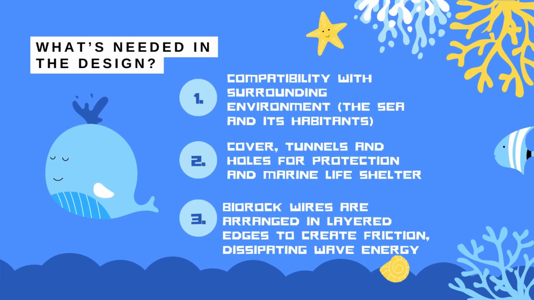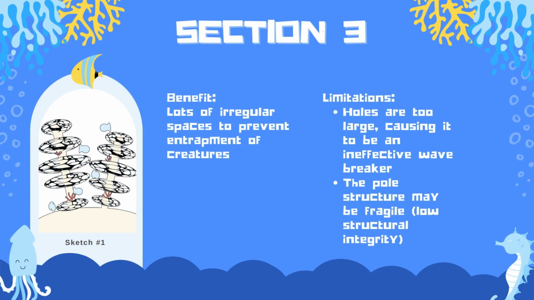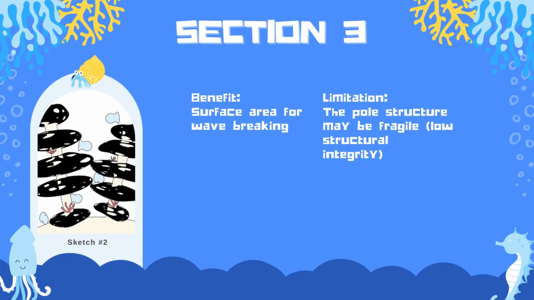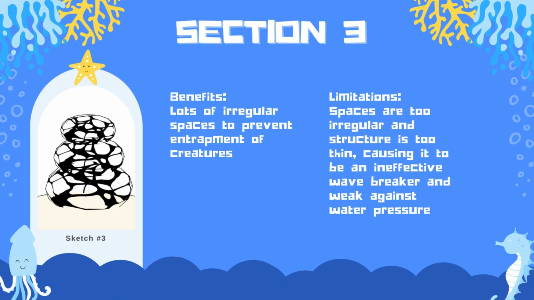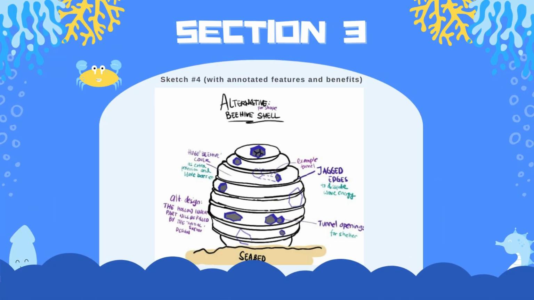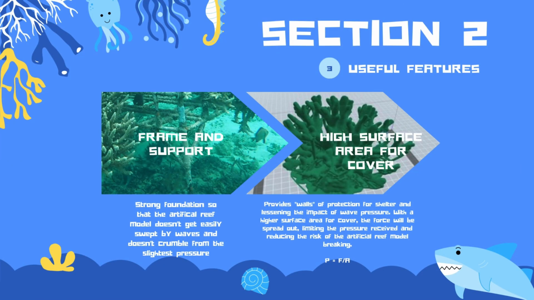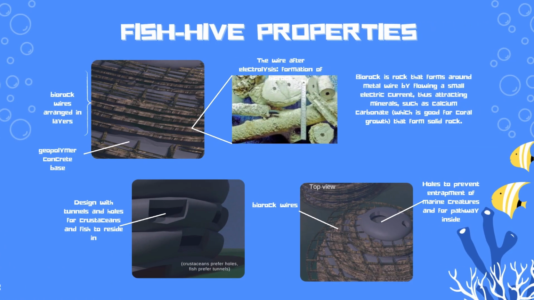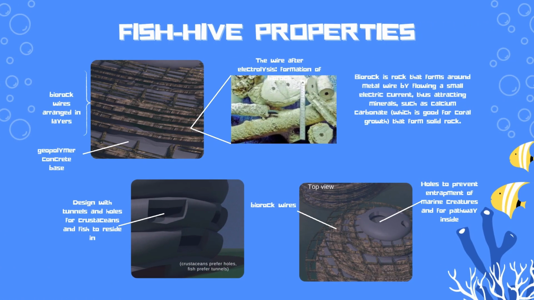By focusing on these specific goals, we came up with several initial designs. However, there were several problems with the shape of these initial designs, that is, the structural integrity or strength of the structure. We decided to provide walls of protection for further shelter and for lessening the impact of wave pressure. With a higher surface area for cover, the force will be spread out, limiting the pressure received and reducing the risk of the artificial reef model breaking. This is based on a specific scientific formula for pressure. Pressure equals force divided by area. After several tries, we ended up with these features for our final design.